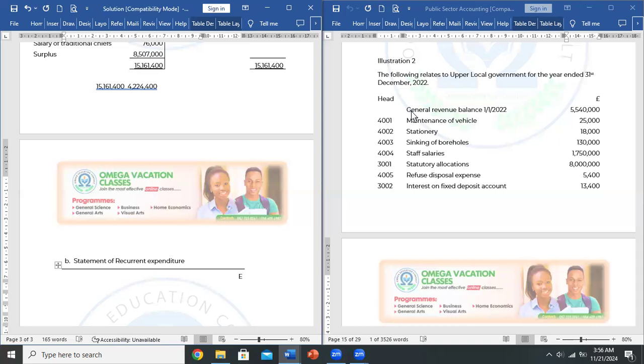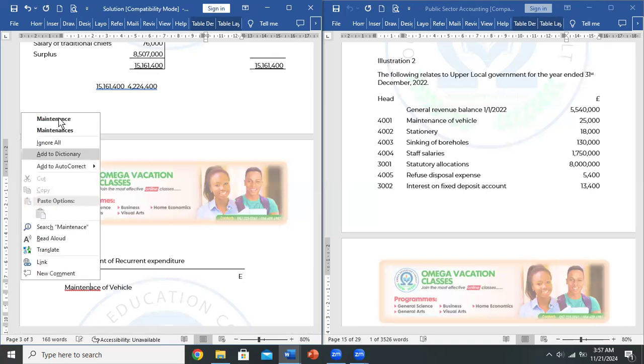This general revenue balance, we don't need it. It is a revenue in the first place, so it doesn't fall under expenditure. The next one, maintenance of vehicle, professors. Is it a recurrent expenditure? Maintenance of vehicle. Yes. Okay, Ella says yes. Do you agree? Yes, please. Great. So any expense you see regarding maintenance and repairs is a recurrent expenditure.